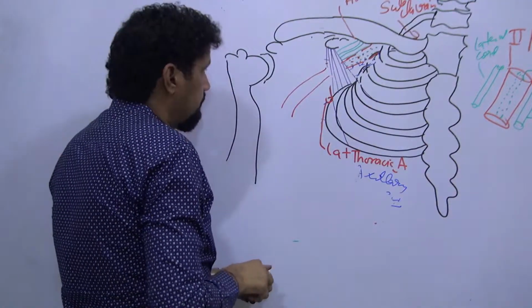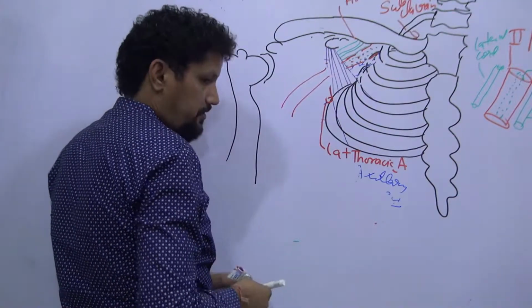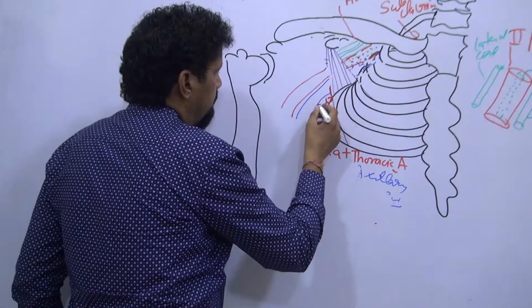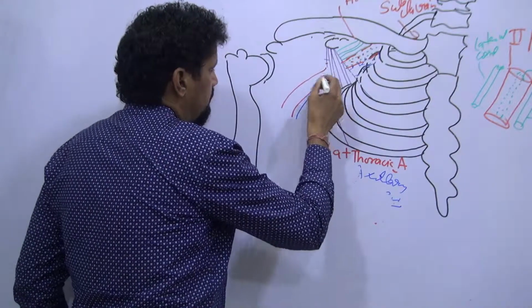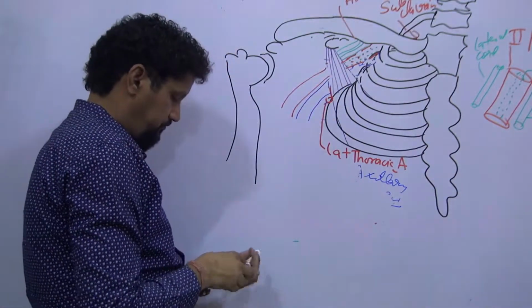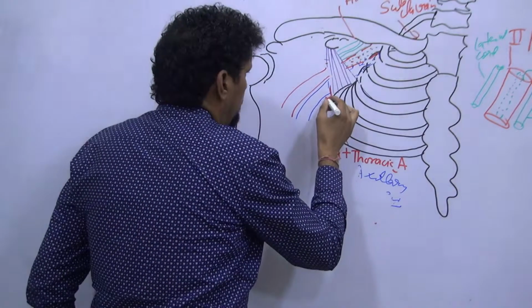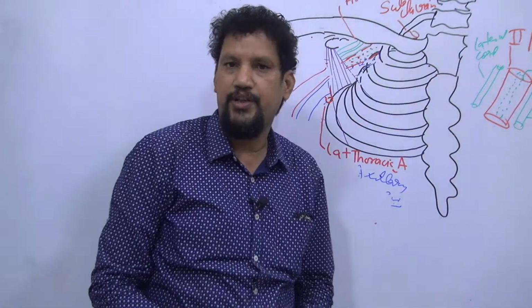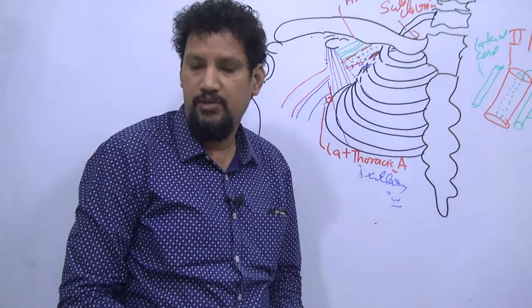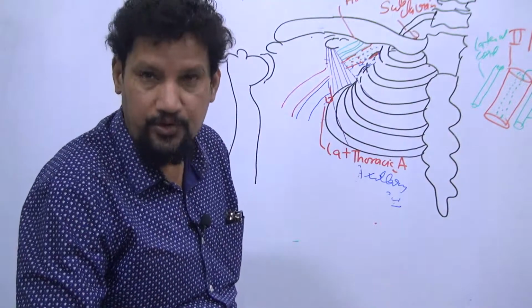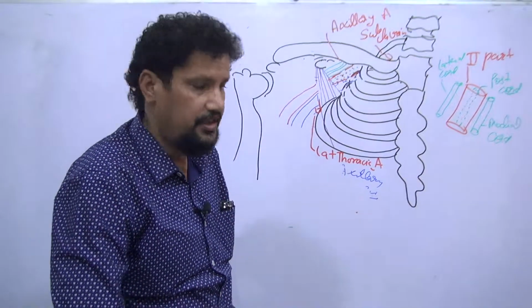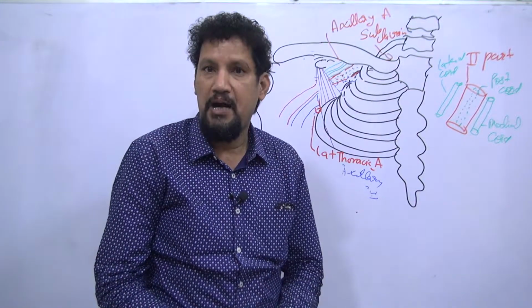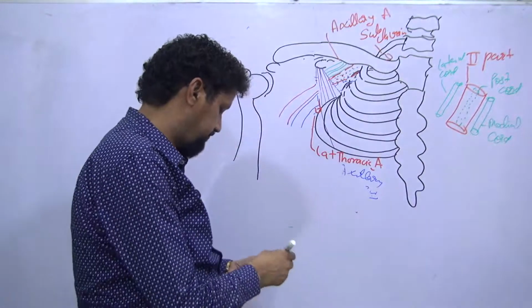Axillary artery and the axillary vein. The lateral thoracic artery is here on the lower or lateral border of the pectoralis minor muscle. So the lymph nodes which can be seen in relation to this lateral thoracic artery are the anterior group or pectoral group of the lymph nodes.